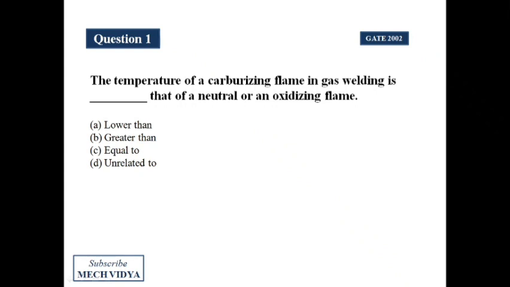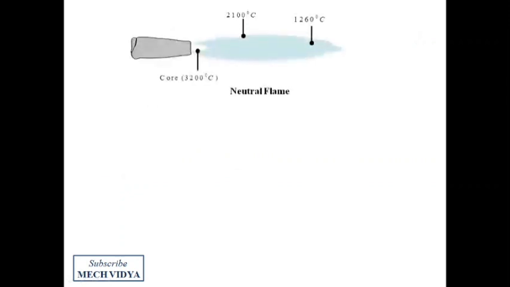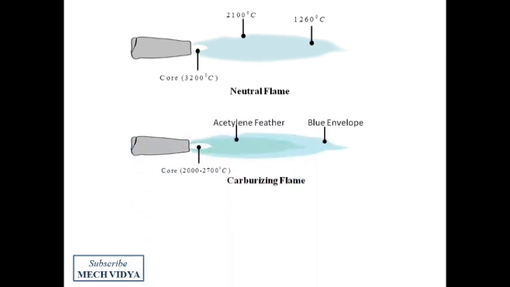We know that in gas welding, depending on the amount of oxygen and acetylene used, we can have three types of flames. In neutral flame, where the oxygen and acetylene are used in the same ratio, the maximum temperature obtained can be around 3200 degrees centigrade. Next, in carburizing flame, where the acetylene percentage is more, a temperature up to 2700 degrees centigrade can be obtained.